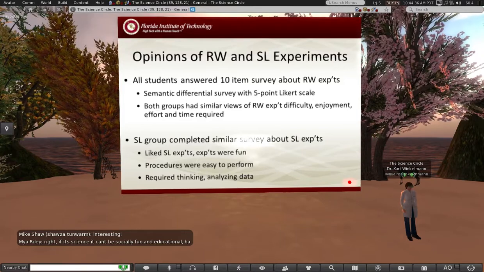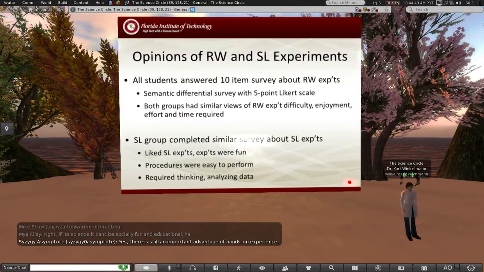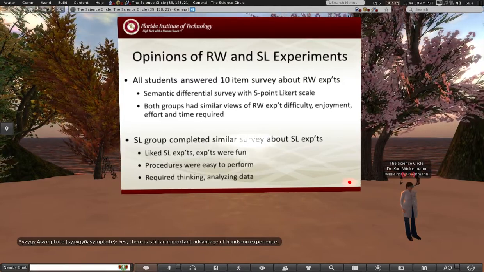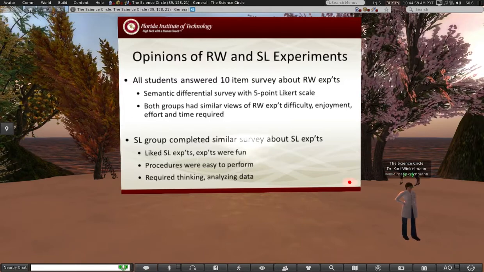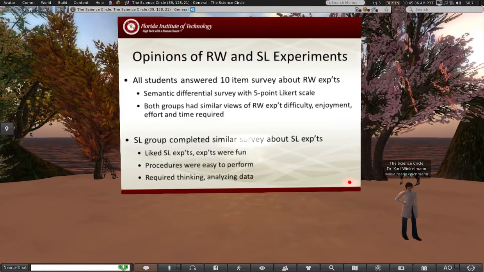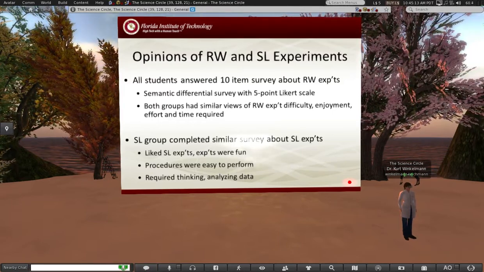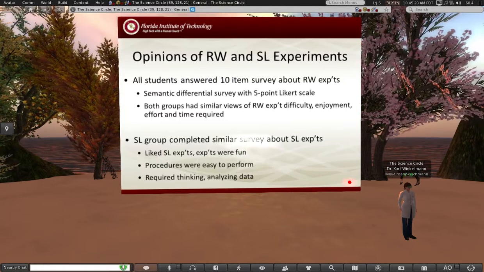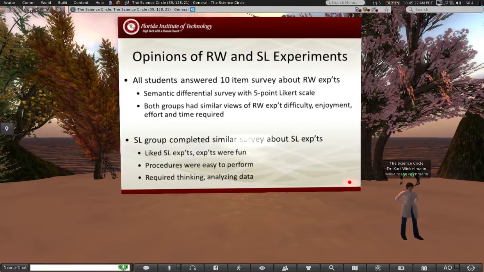The last research question was about their opinions. So all the students in both groups answered a 10-question survey about their real-world experiment experience, what they did in the real-world lab. All the students did at least 10 experiments in the real-world lab. Again, it was what we call a semantic differential survey. Two statements: I liked chemistry lab, I did not like labs, and it was a 5-point scale between those two. Both groups had similar views of their real world lab experience in terms of how difficult the experiments were, how enjoyable the time and effort, and how much critical thinking was required. Both groups had the same experience, which was good.